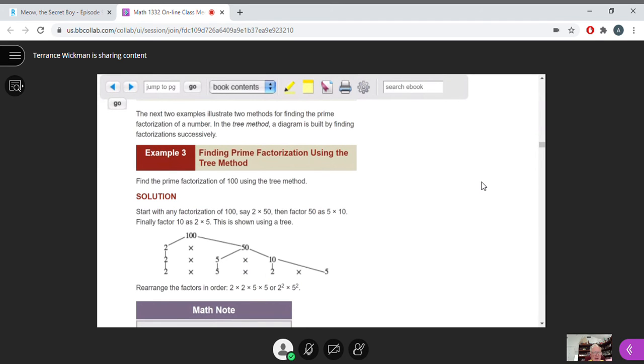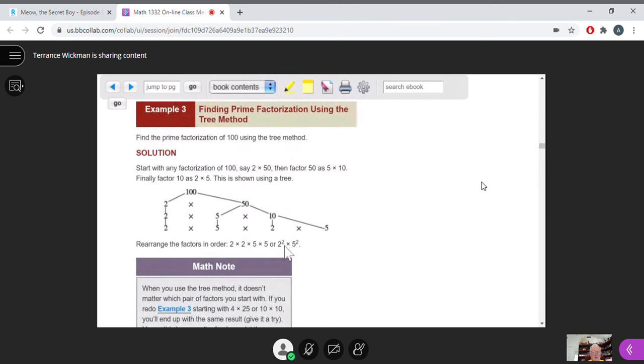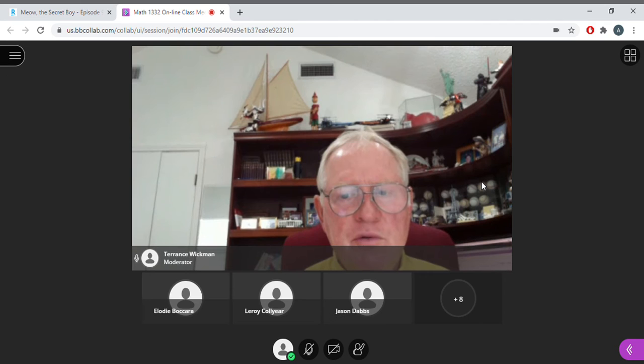Now, they ask us to use the tree method to find the prime factorization of 100. They kind of use a funny tree method, but it's 2 times 2 times 5 times 5, or 2 squared times 5 squared. And let me just show you this one, so you can feel good about it.